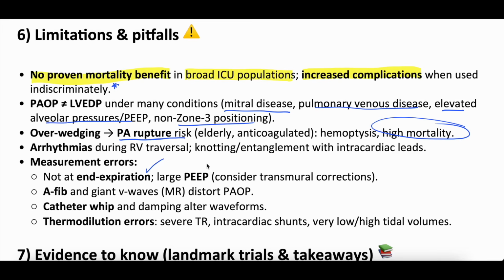Otherwise, it'll be inaccurate. If there's a lot of PEEP, it can be inaccurate. If you're in AFib, it's sometimes inaccurate. There can be kind of catheter whip, which can dampen the waveforms. Thermodilution errors in the setting of high or low tidal volumes and cardiac shunts and tricuspid regurg. So again, all these details to say this isn't perfect, and we need to understand when it's most accurate and when it might not be accurate.